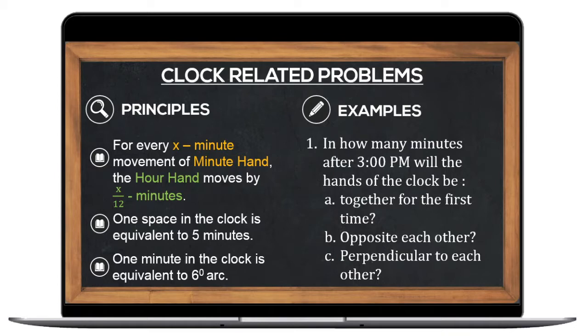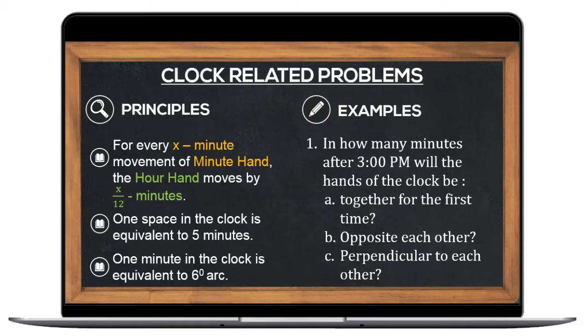So that's one. Then let's say for letter B, opposite with each other. For it to be opposite, the hands of the clock should be displaced by 180 degrees. For perpendicular, they should be displaced by 90 degrees. So those are the common questions pertaining to clock-related problems.